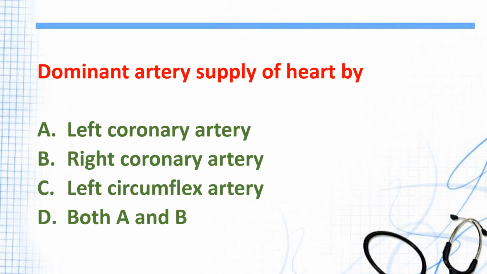Dominant artery supply of heart is by A. Left coronary artery, B. Right coronary artery, C. Left circumflex artery, D. Both A and B. And the answer is B. Right coronary artery.